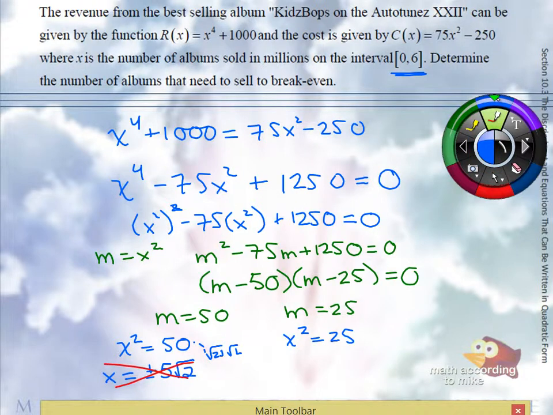If x squared equals 25, then x equals plus or minus 5. 5 is okay because that's between 0 and 6. How about negative 5? Nope. So how many albums do they need to sell? 5 million.